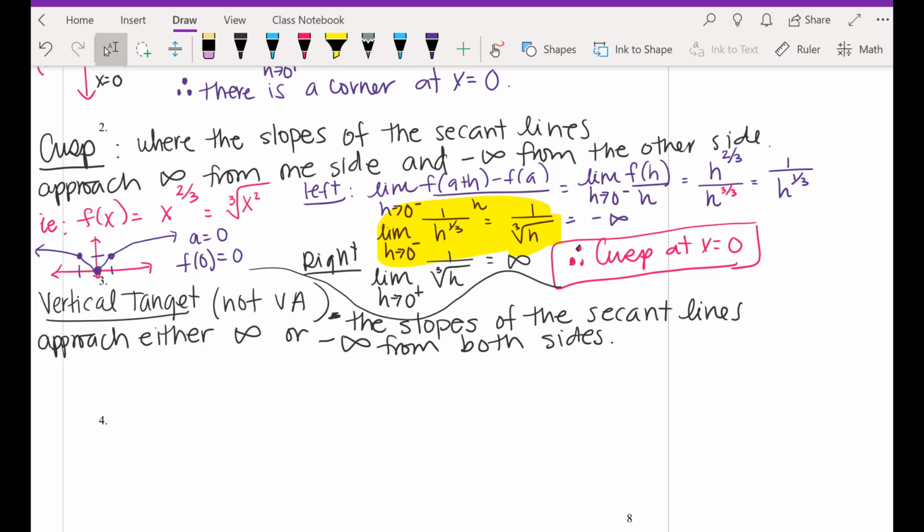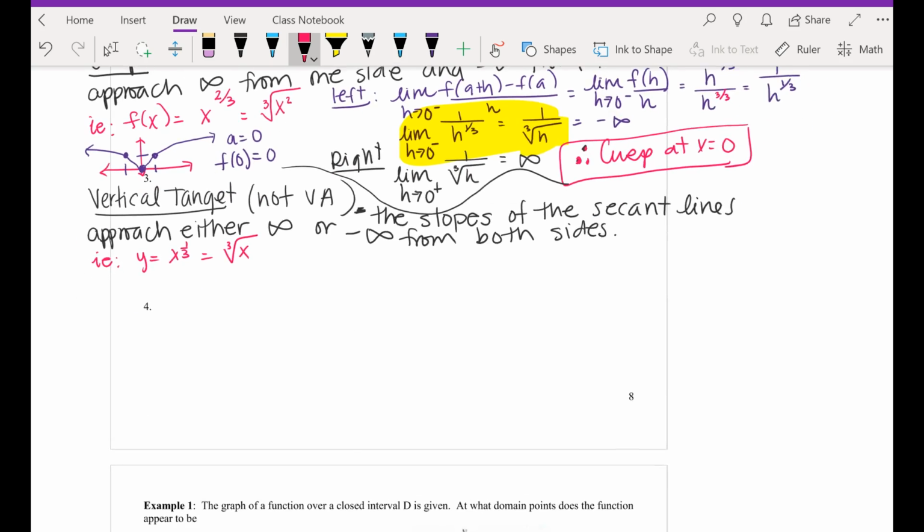So I will give you an example that you already know from Algebra 1. Y equals x to the 1/3, which is the same thing as third root of x. What curve is that, by the way?